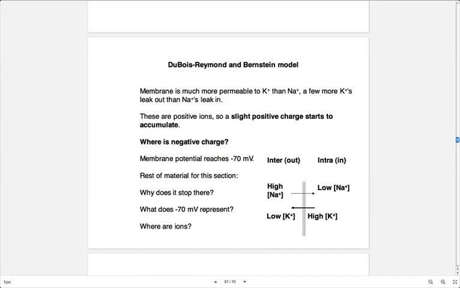So these 3 questions are what we're going to cover in the second part of today's class. So why does it stop there? Why does resting membrane potential reach -70? This is a generic point. In some cells, muscle cells, it might be -66. In some neurons, it might be -40. It's going to depend. We're just going to use -70. And then where are the ions? That's what we need to consider here.